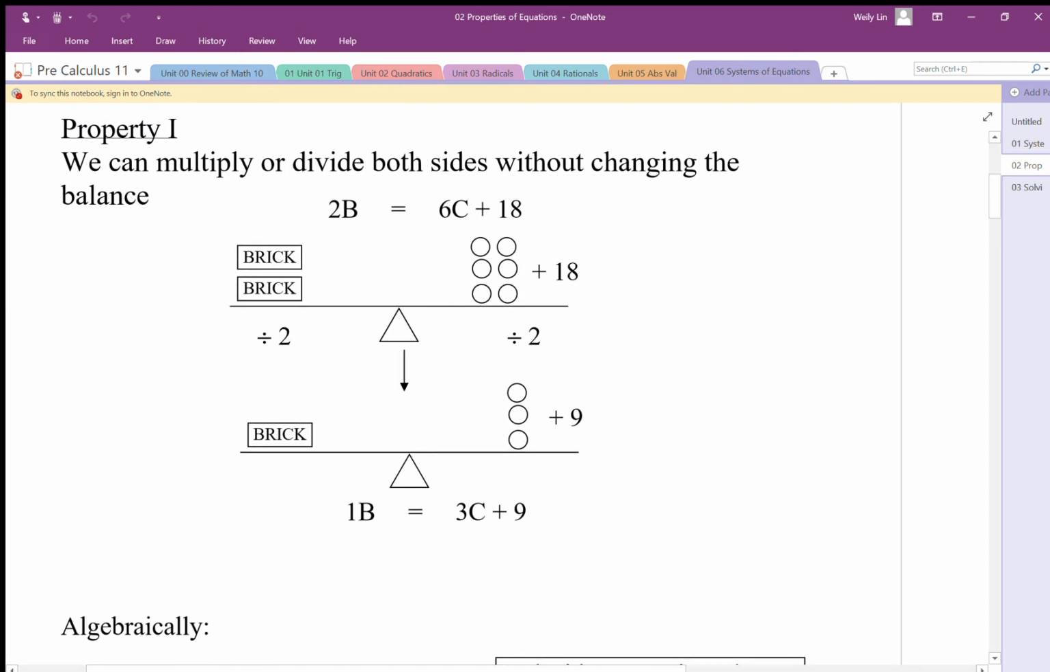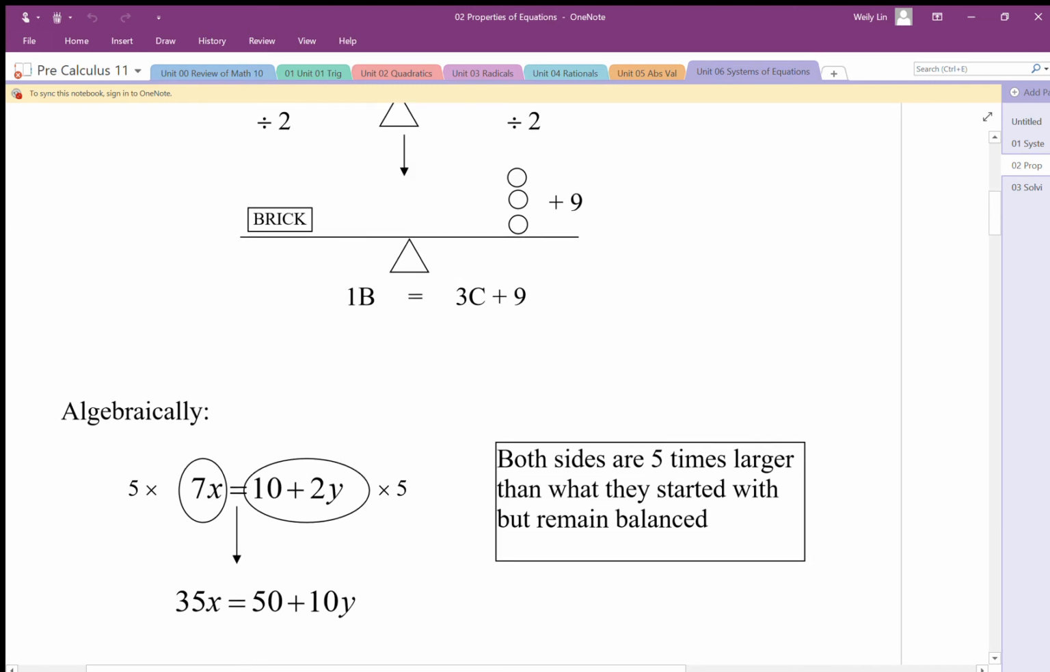So 2b equals 6c plus 18 is balanced. 1b equals 3c plus 9 is balanced. In fact, they are the same. They represent the same proportional balance. So algebraically, it looks like this.